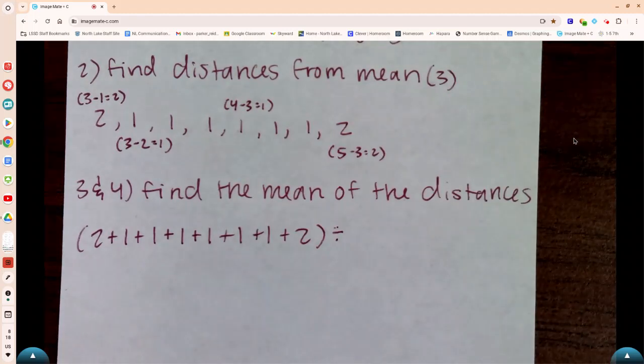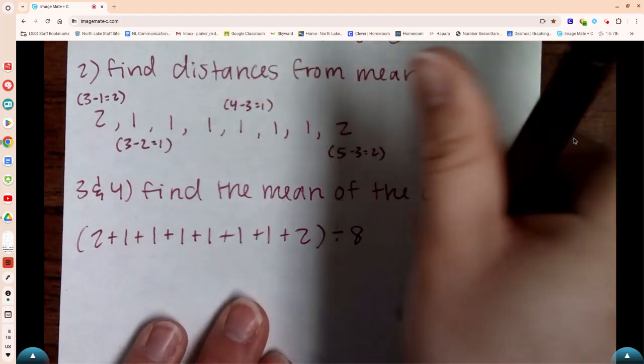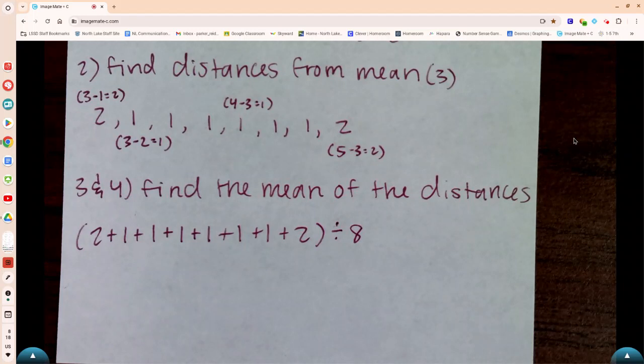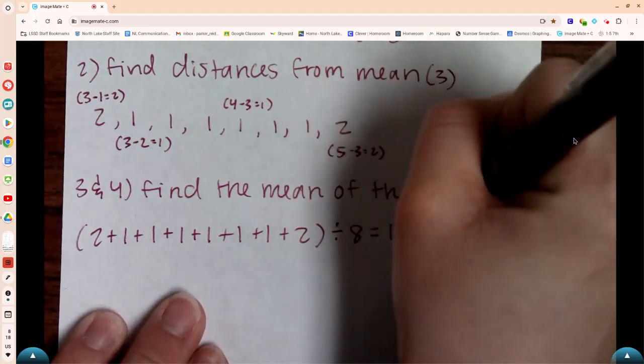What would I want to divide by this time? Yep, because there are 8 values, which makes sense because if there were 8 values at the beginning and I was finding distances, how far away each one was from the mean, that means I ended up with 8 distances. When I do all of this, I get 1.25.